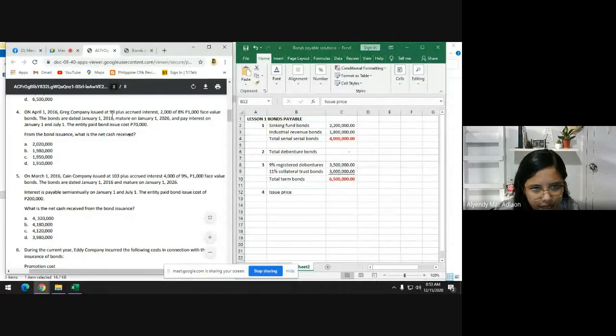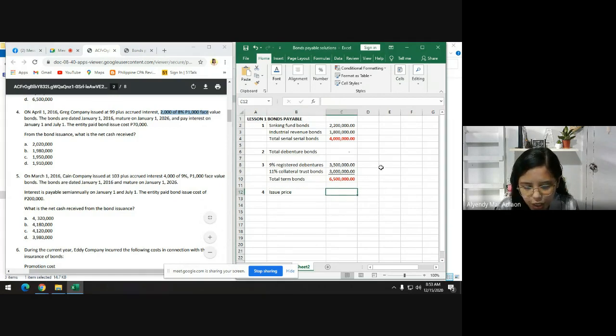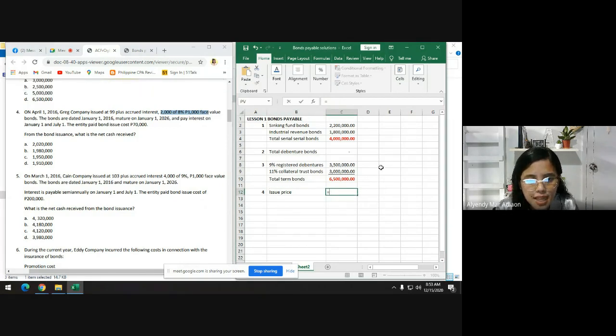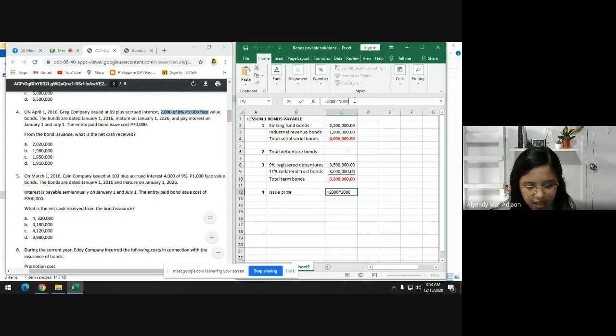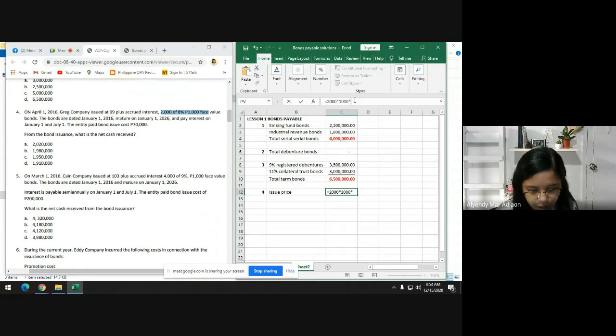So the issue price is, it was issued at 99 plus accrued interest. So that is 2,000 bonds, 8% of 1,000 face value. So how do we compute for the issue price? Pila ka buok bonds? There are 2,000 bond certificates. Each bond certificate has a 1,000 face value. So the face value is 2 million. Now since it is issued at 99, meaning that is issued at 99%. So we still have to multiply 99%. Okay? 99%. Next, accrued interest.